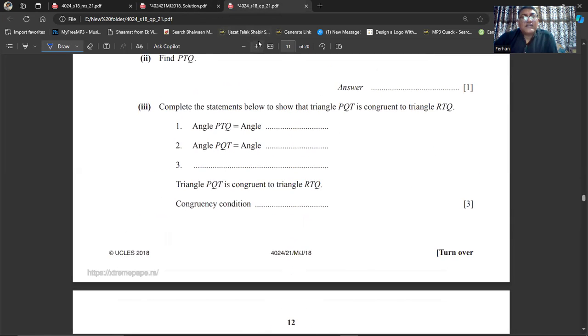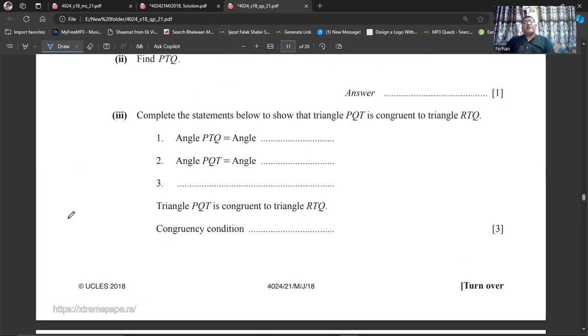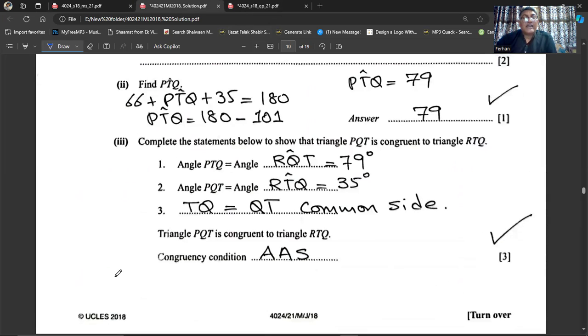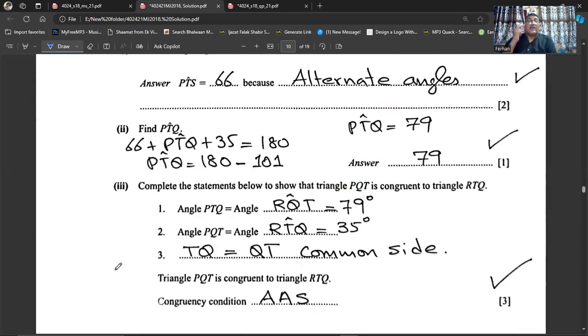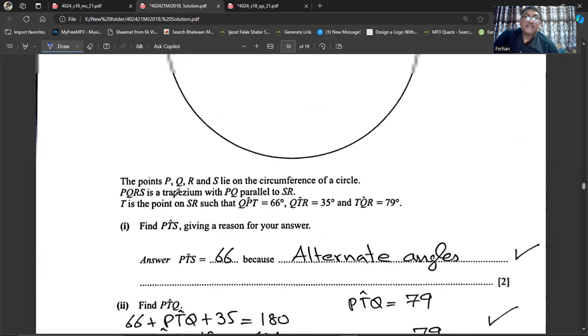Third part, they are asking me to complete the statement below to show that the triangle PQT is congruent to the triangle RTQ. So the angle PTQ is equal to the angle RQT, and both of them are equal to 79 degrees. The angle PQT is equal to the angle RTQ, and both of them are equal to 35. TQ and QT are the common side. So the triangle PQT is congruent to the triangle RTQ. The reason is angle-angle-side: two angles are the same and the side is the same.